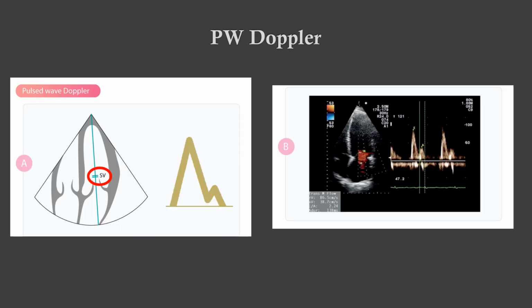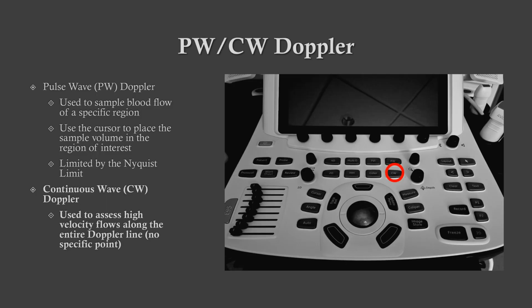On this particular slide, we have a visualization of the pulse wave Doppler concept. We see the sample volume circled in red, and it is placed below the mitral valve at the leaflet tips, and it will assess the inflow through the mitral valve at that specific point.